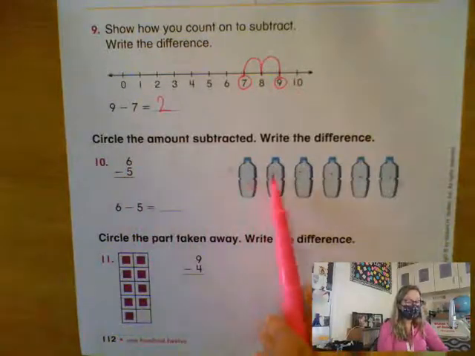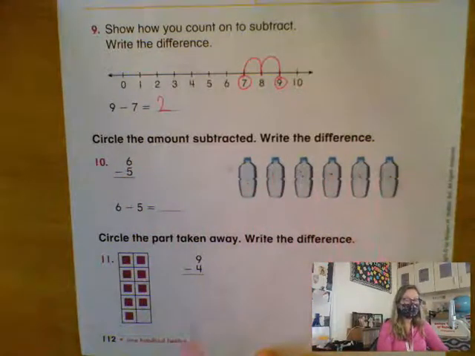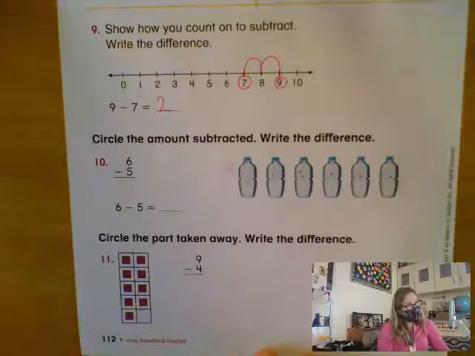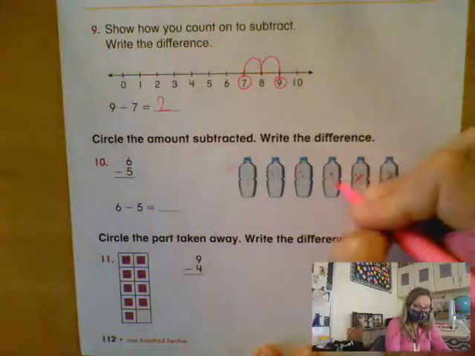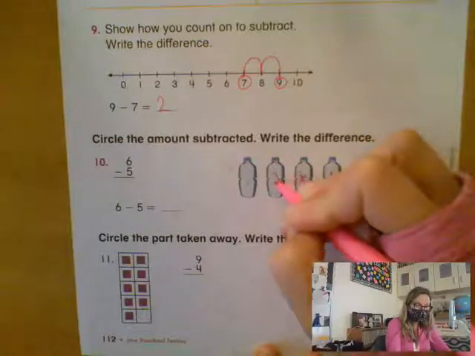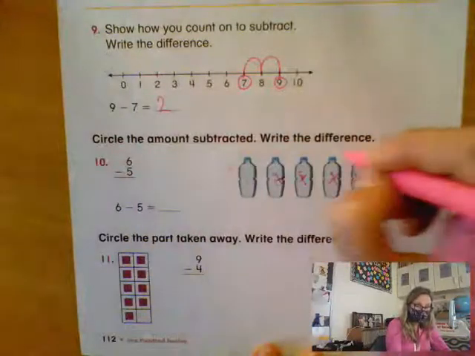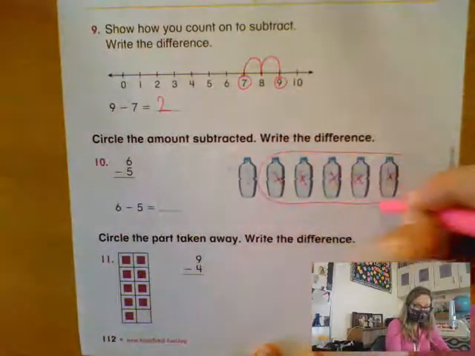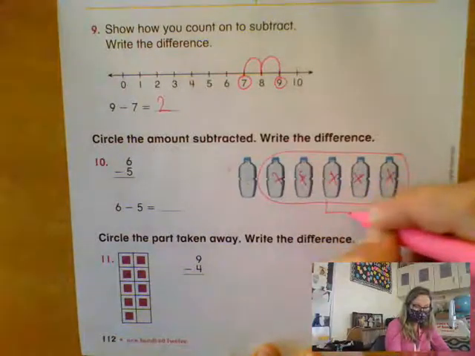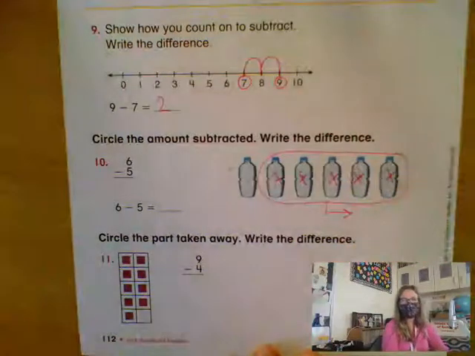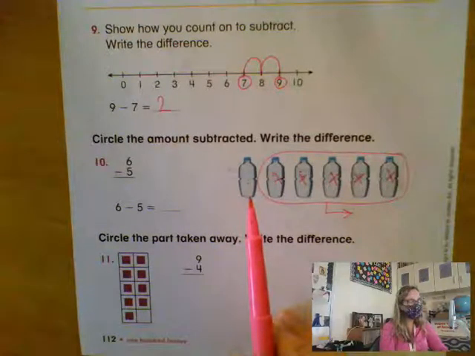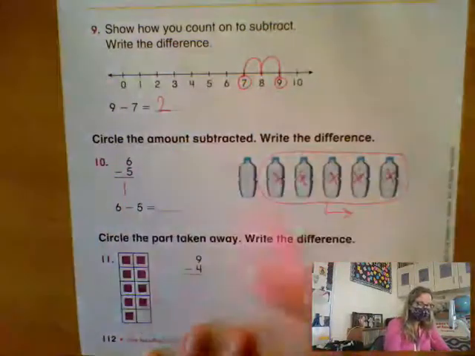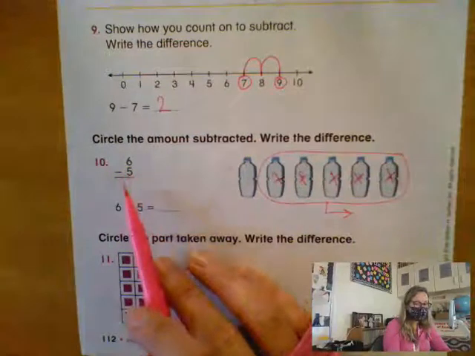So I have 1, 2, 3, 4, 5, 6 water bottles. How many do I need to circle? 5. So here's 1, 2, 3, 4, 5. I'm going to circle those because that's the amount being subtracted. Tell those water bottles to get lost. How many does that leave us with, Blake? 1. Just 1. And they wrote it two different ways here. 6 minus 5 is 1, and 6 minus 5 equals 1.